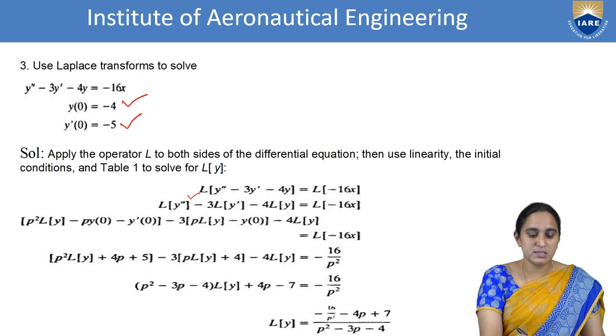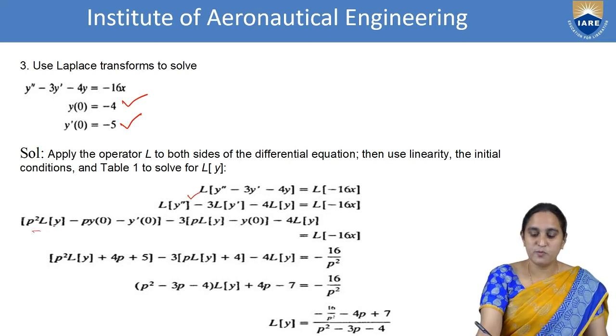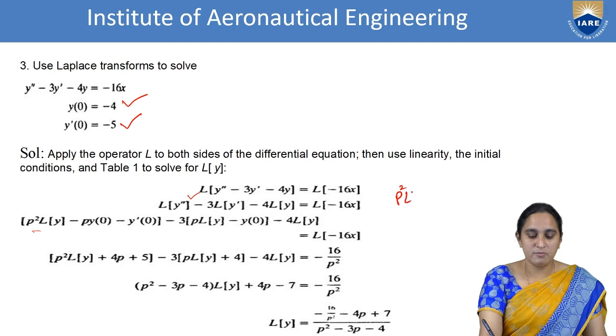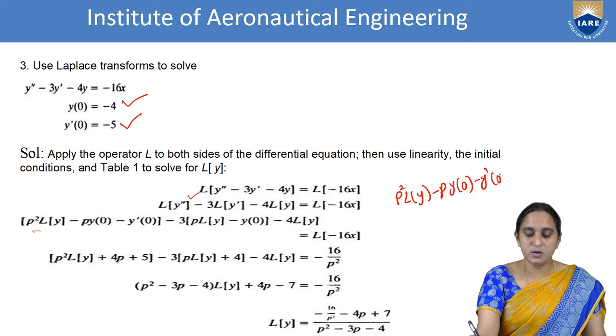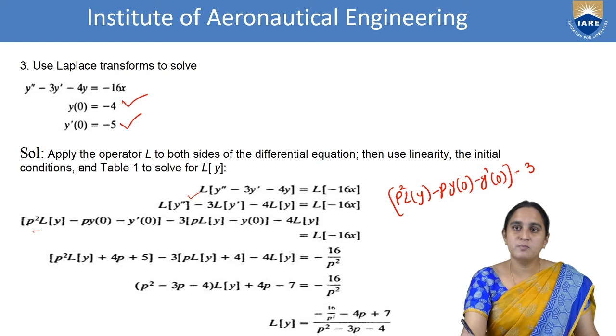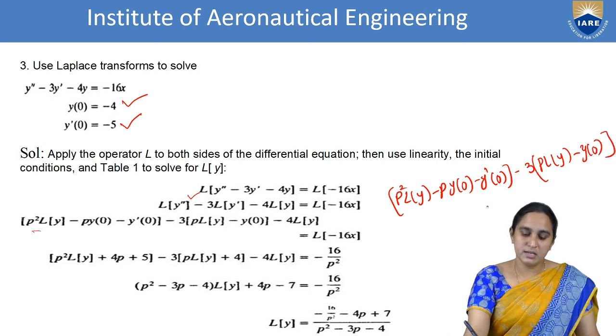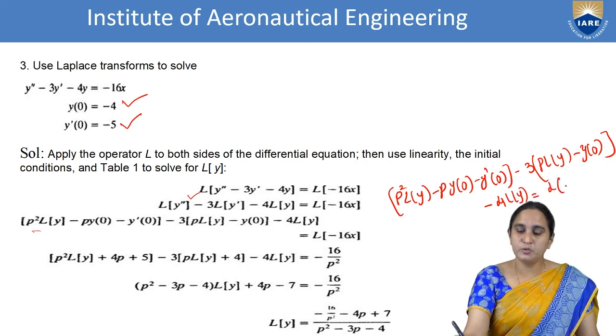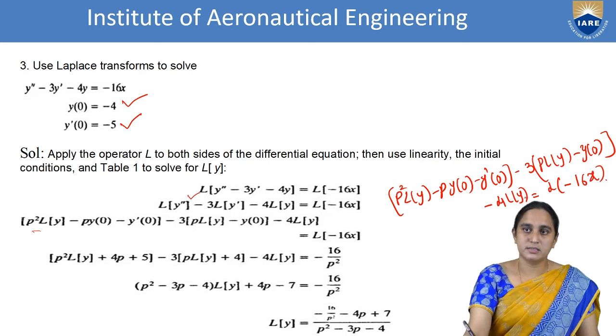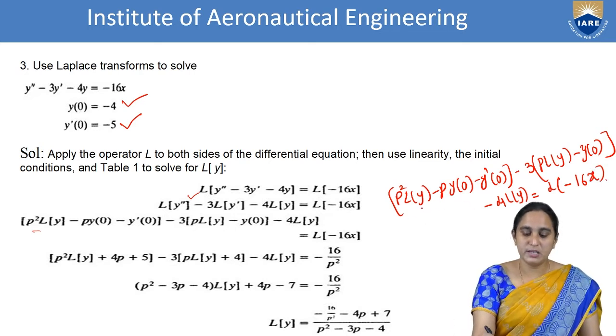What is the formula of Laplace of y double dash? That is p square L of y minus p of y of 0 minus y dash of 0, minus 3 into, what is the y dash formula here? That is 3 into p of L of y minus y of 0, minus 4 into Laplace of y. And on the RHS, L of minus 16 into x. After writing each and every formula here, the y double dash formula, and this is the y dash formula.